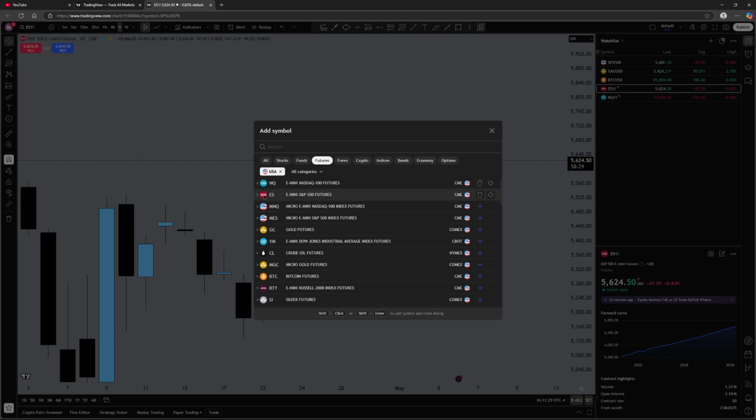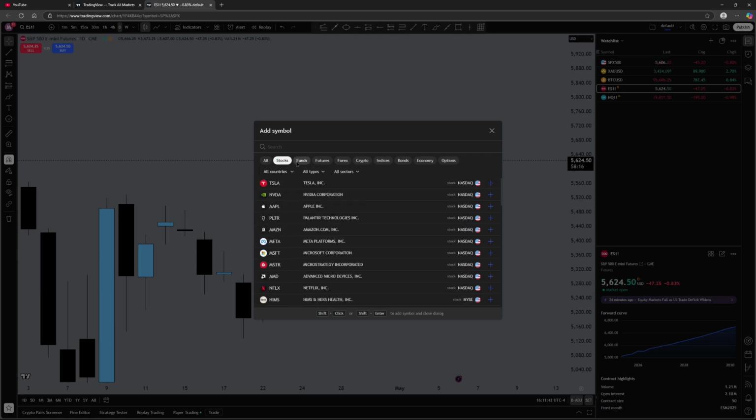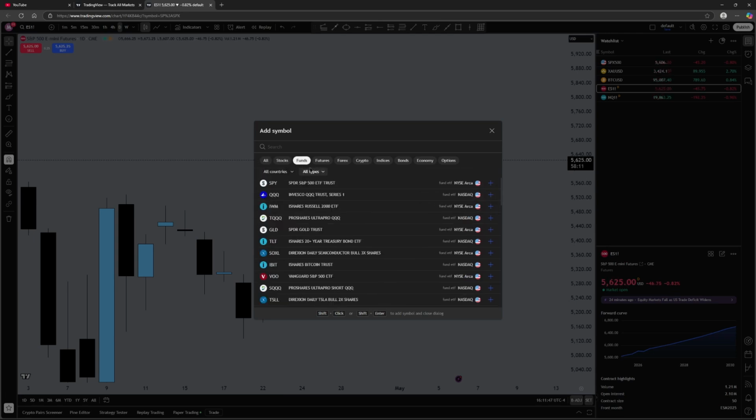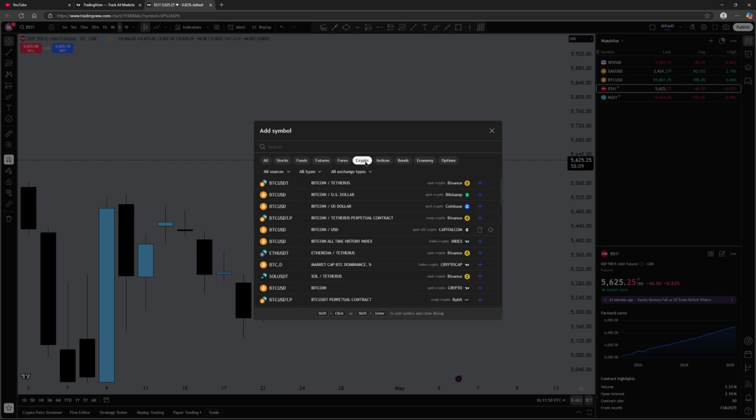They have different symbols. This is the S&P. The ES is mirroring the S&P 500. NQ is mirroring the Nasdaq, okay? So you have to see forex. There's all kinds of symbols, okay?